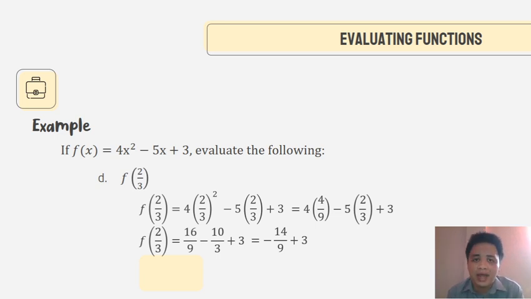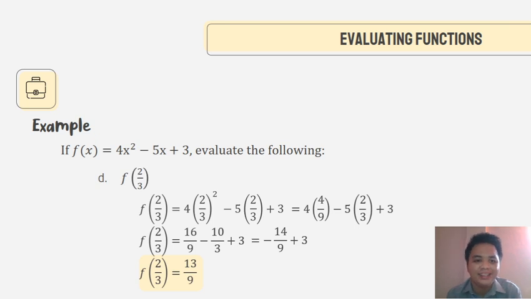But kung nahihirapan ka, I'll have a separate video for that para ma-master mo ang fractions. Okay? So now, let's add the two numbers, fraction tsaka yung whole number. So let's add negative 14 over 9 plus 3. So the answer is 13 over 9. So therefore, the f of 2/3 is 13 over 9.